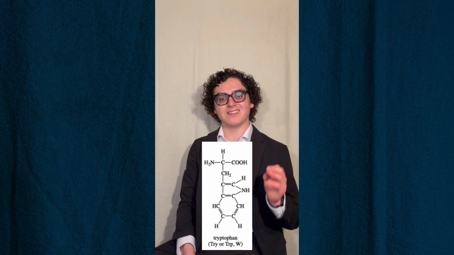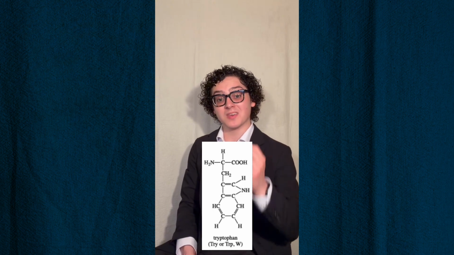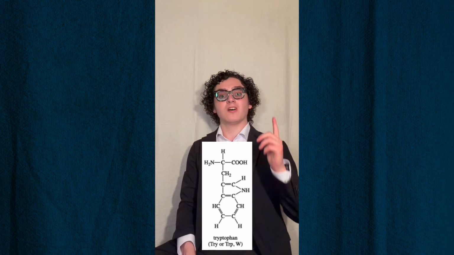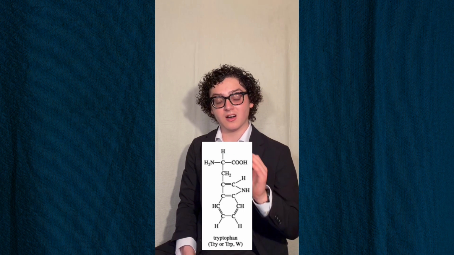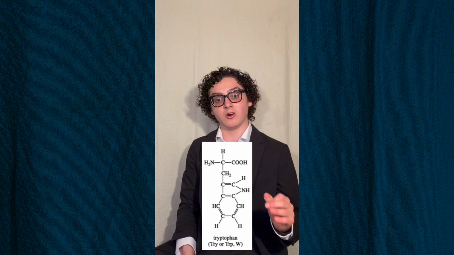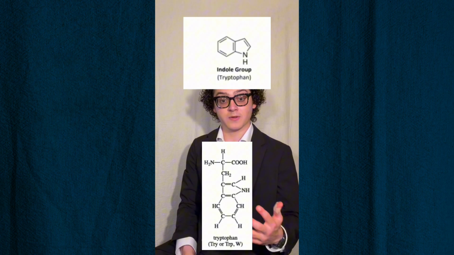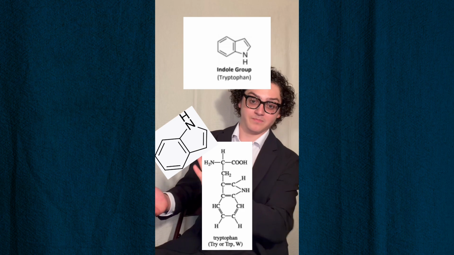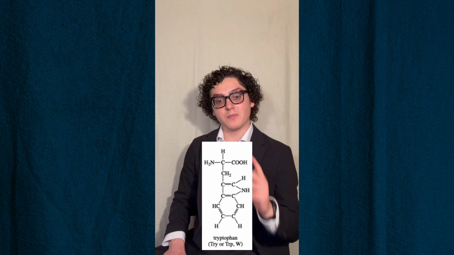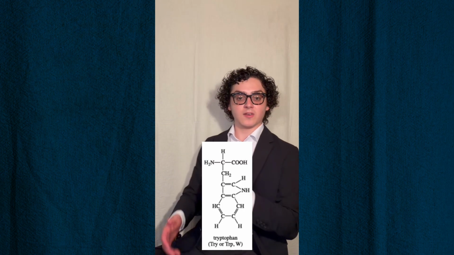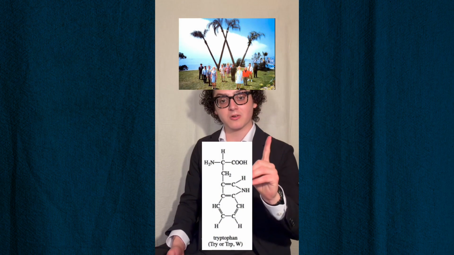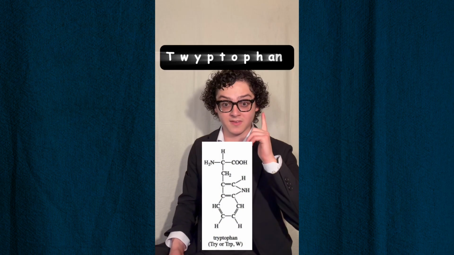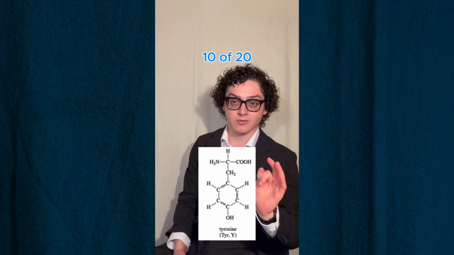Tryptophan has the 3-letter abbreviation TRP and the 1-letter abbreviation W. The structure of tryptophan is what is called an indole group. It looks like this. The way that I remembered tryptophan was to just brute force memorize the indole group, but also remember the 1-letter abbreviation by thinking tryptophan. I didn't come up with that. The next amino acid is tyrosine.